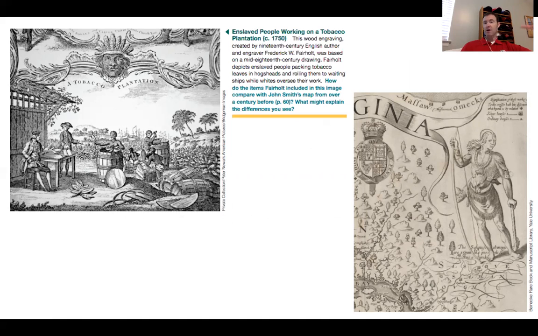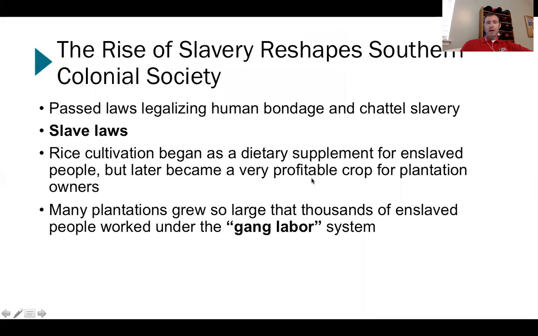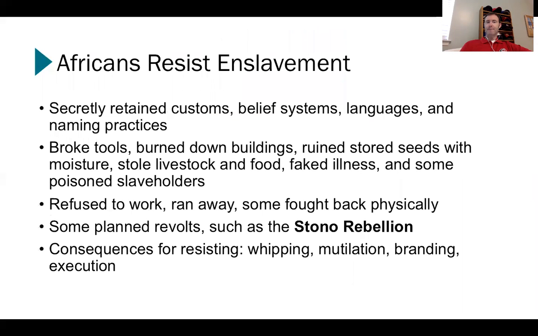Okay. And then, of course, later on, we know that with the invention of the cotton gin, that's going to make slavery even more profitable, as some people would say. Okay. And then what happens? Slave laws, legalizing different, I guess, variations of slavery, if you will. Okay. And then what happens? Resistance.